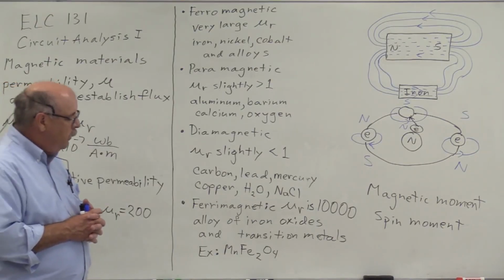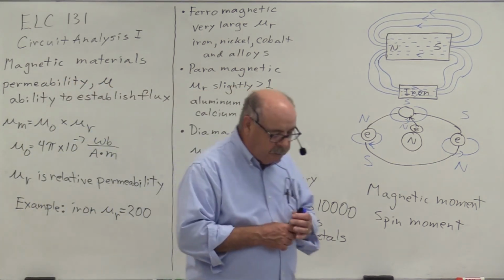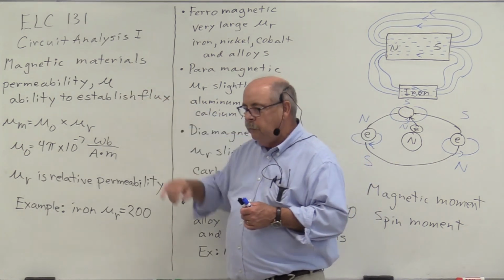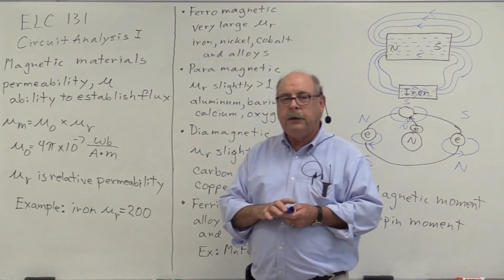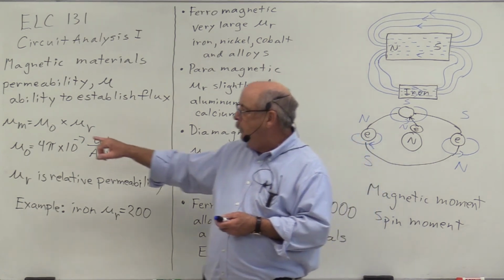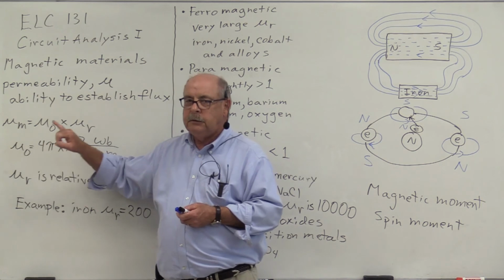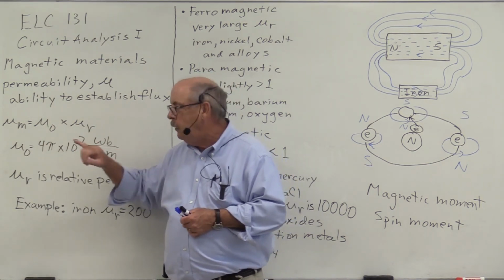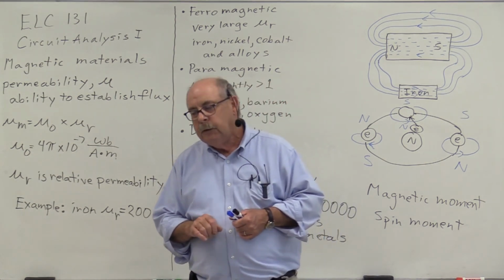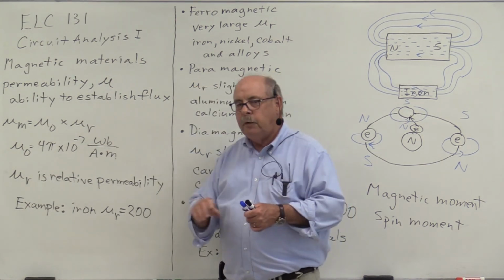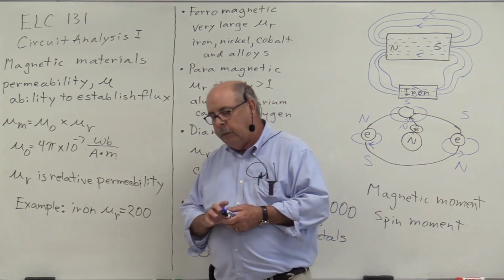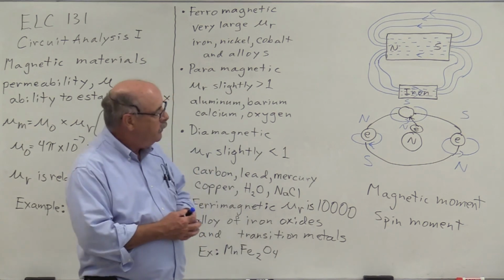So again, when we talk about materials with regard to magnetism, our key metric or unit of measure is permeability, the ability to establish flux. And when we talk about the permeability of a material, it's always calculated by taking the permeability of free space times some relative permeability value. For example, the relative permeability of iron is 200.